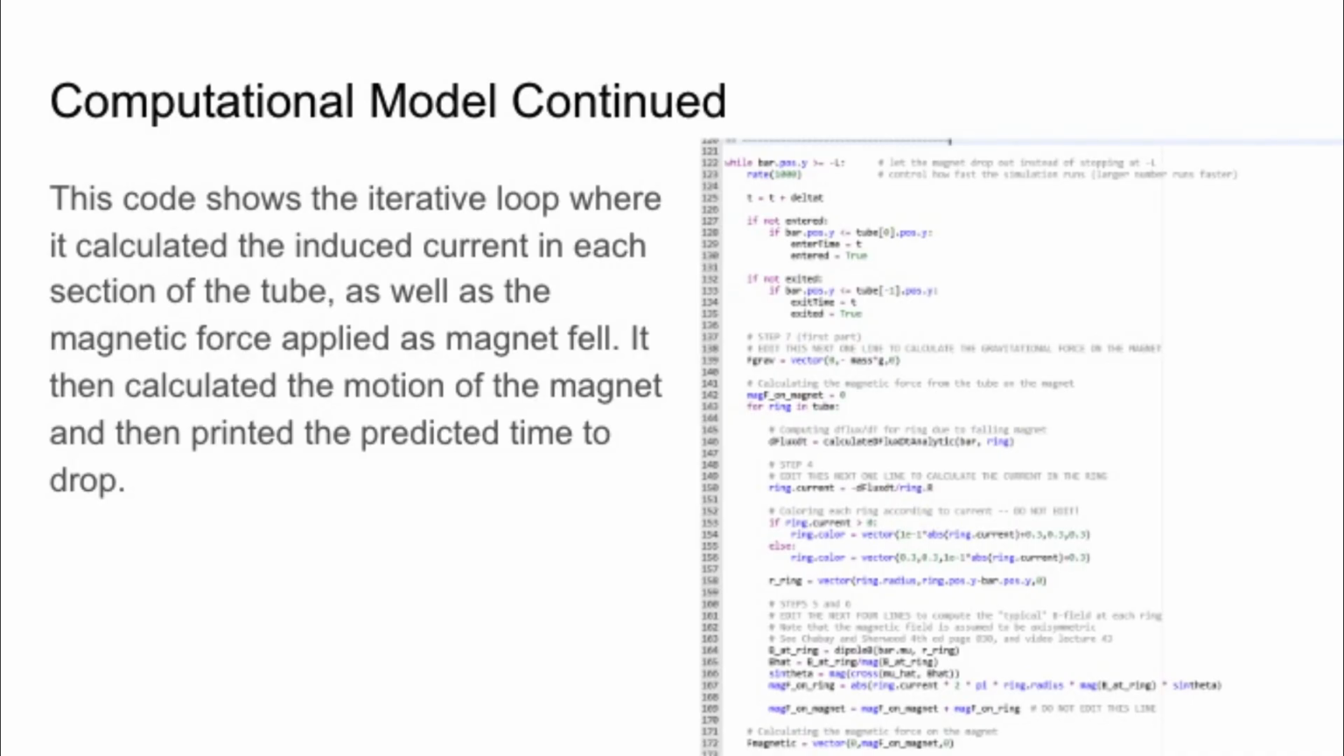Continuing with the computational model, this code shows the iterative loop where it calculated the induced current in each section of the tube as well as the magnetic force applied as the magnet fell, then calculated the motion of the magnet, and then printed the predicted time to drop.